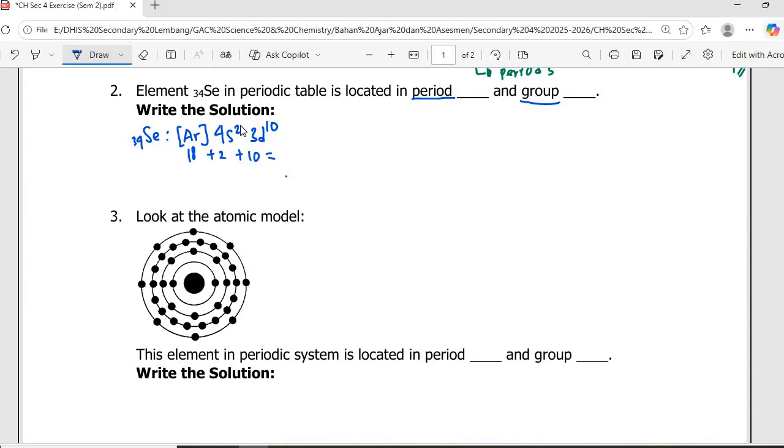Okay, 18 added with 2 electrons, added with 10 electrons, it equals 30 electrons. So there are 4 electrons left. Now we put all of the 4 electrons in 4p4. So the total is already 34 electrons.